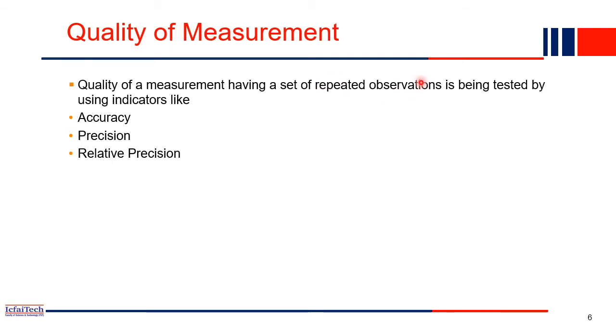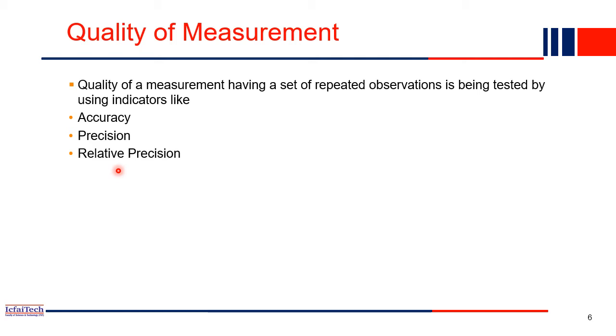Based on these repeated observations, we compute accuracy, precision, and relative precision. These are the indicators, or the parameters, we compute from the observations, and from there we can say how good the quality of measurement is. Our main objective is always to take high quality measurements. Based on accuracy, precision, and relative precision, we can say how good the quality of our measurement is. Our surveying should always maintain the minimum quality.